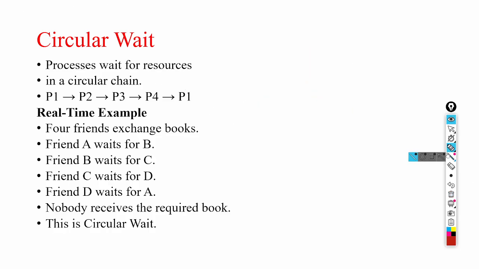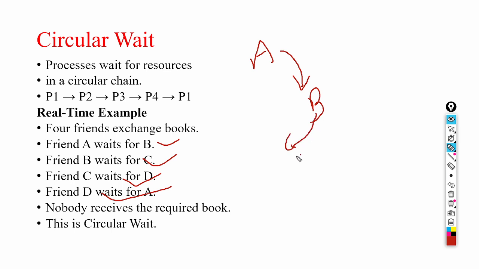We'll give one real-time example. There are four friends exchanging notebooks. Friend A waits for B, and friend B waits for C, and friend C waits for D, and friend D waits for A. Nobody received the notebook. This we call a circular wait. But how is it circular wait? Friend A is waiting for B, and B is waiting for C, and C is waiting for D, and again D is waiting for A. This forms a circle. So it is nothing but the circular wait condition.